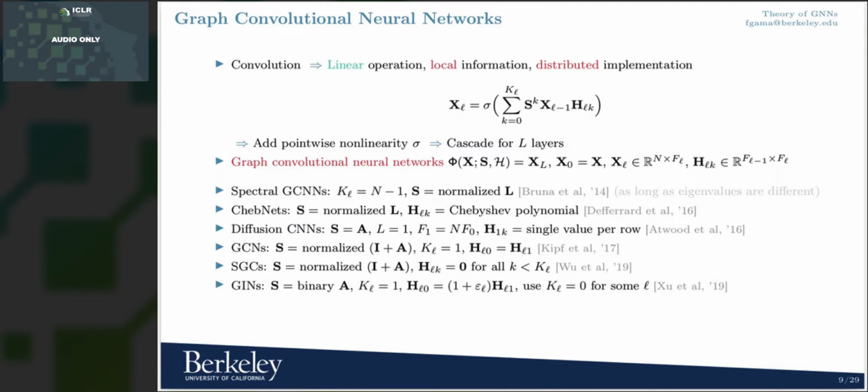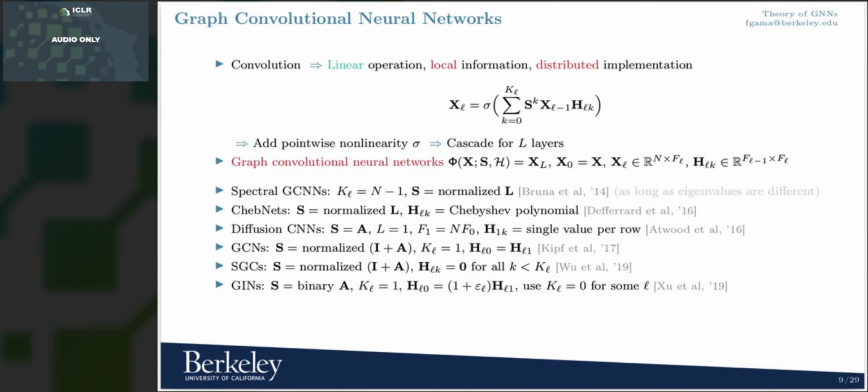For example, the diffusion CNNs of Atwood et al. look at single-layer GCNNs with filters of order 1, where the filter taps are forced to have the same value across all rows. The popular GCNs of Kipf and Welling consider only filters that collect information from immediate neighbors, and, even more so, they force the filter tap for the 0th order polynomial to be the same as the filter tap for the 1st order polynomial.